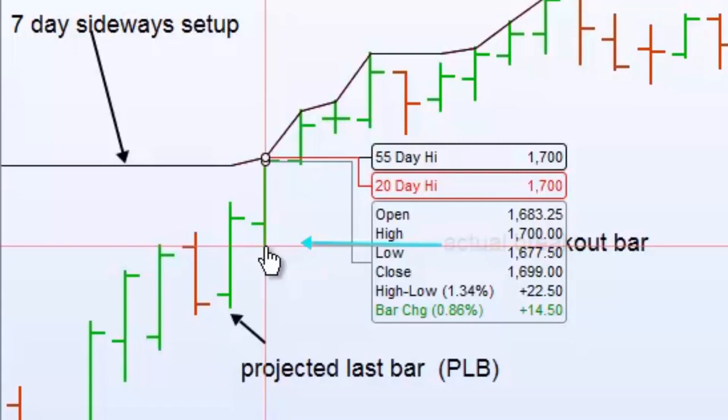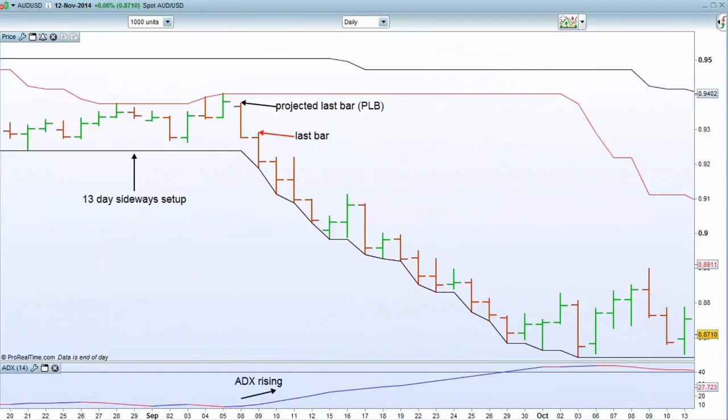Let's look at a short example now. Okay, now let's look at an example from the short side using the 55-day channel breakout. This is a chart of the currency pair Australian dollar versus the US dollar. And just like before, we have to look for a sideways setup of at least 1 week. Here we have 13 days of a sideways setup.